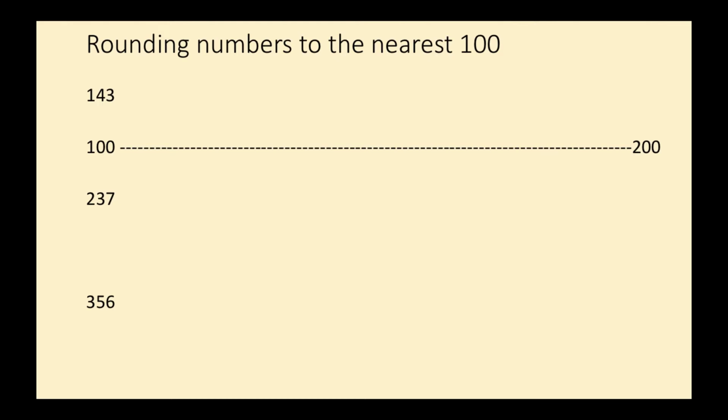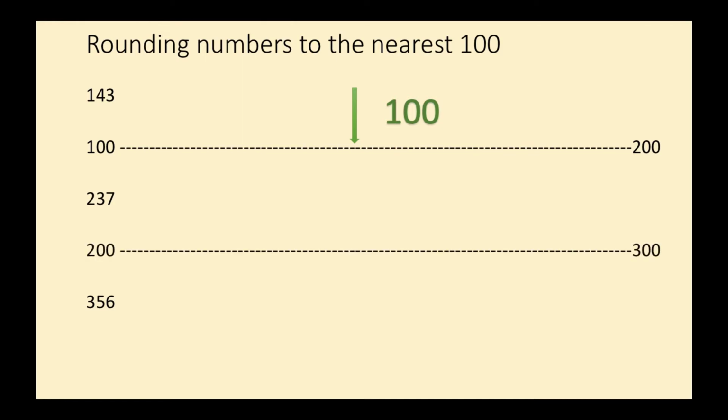Well, 43 is less than 50, and 50 is in the middle. Maybe my arrow should be a little bit more this side. But we know that 43 is less than 50, so it should be rounded to 100. 237 is between 200 and 300. And again, it's less than 250, so it'd be about there, so we'd round down to 200.